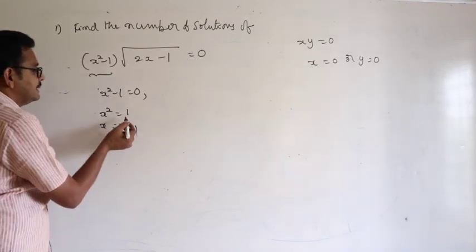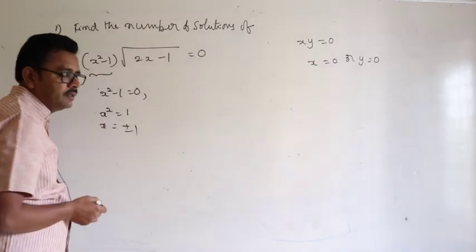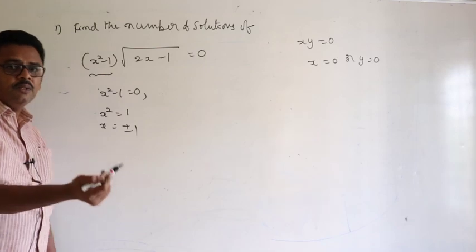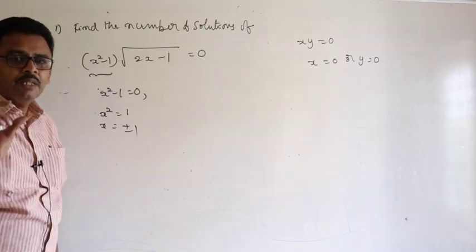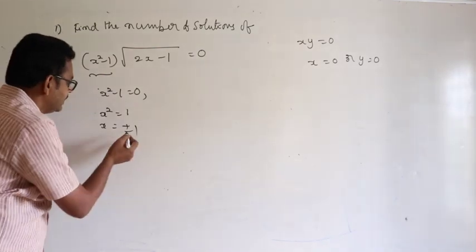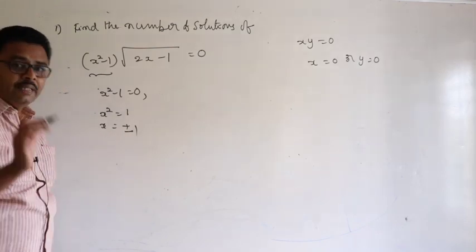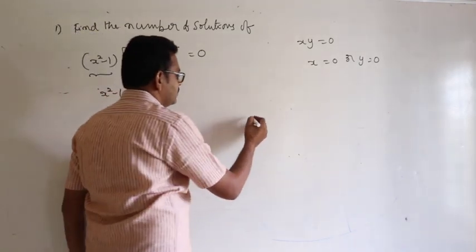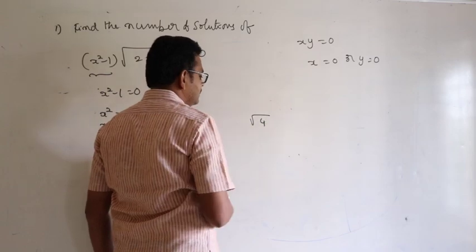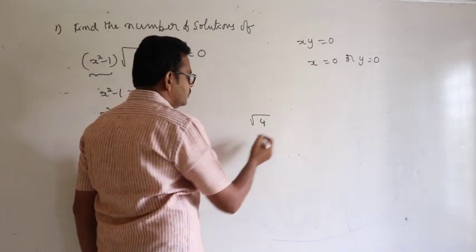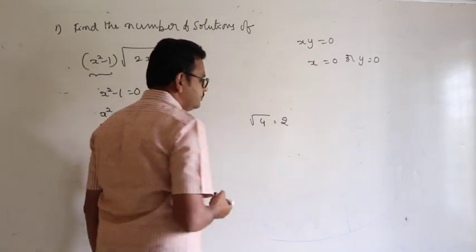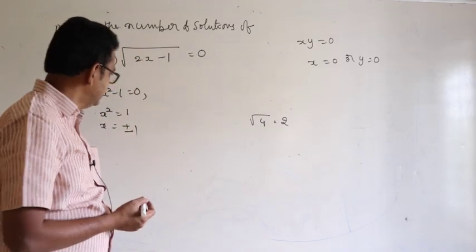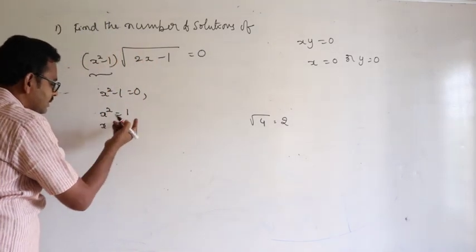So, again, don't say, sir, x equal to root 1. You already told that root 1 is plus 1, so why are you putting minus? You have a doubt. That is different. That is only an expression. Root 4, that is a number. Before that, there is no term. Root 4 is plus 2, not plus or minus. Here, this is x square equal to 1.